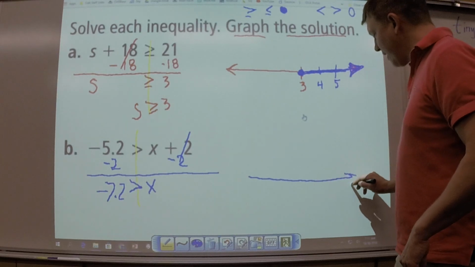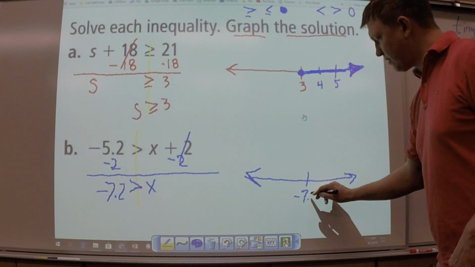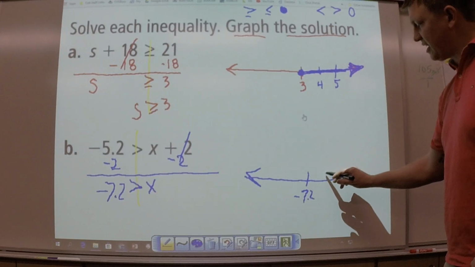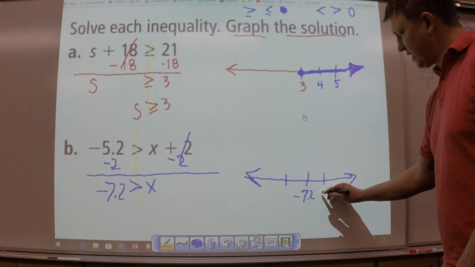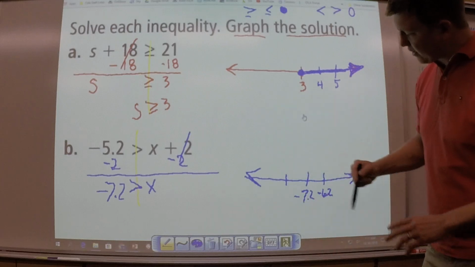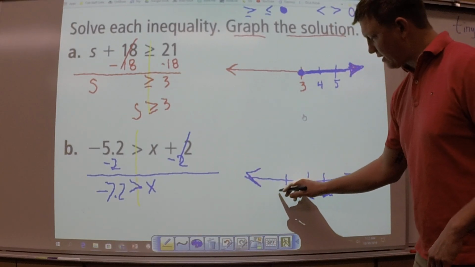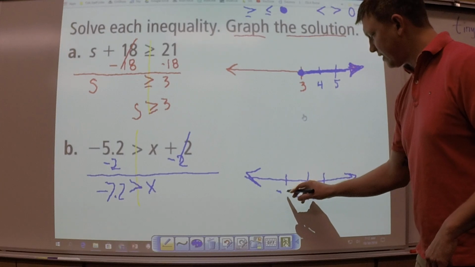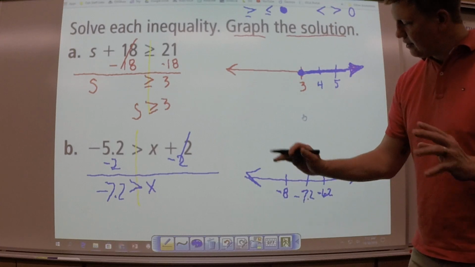So right here I got negative 7.2 as my final answer. If I was to graph that, I would put negative 7.2 right here. This would be like negative 6.2. Remember, as you go this way, it goes more negative. As you go less, it goes more negative. So this would be like negative 8 somewhere over here, negative 9, something like that, way over there.